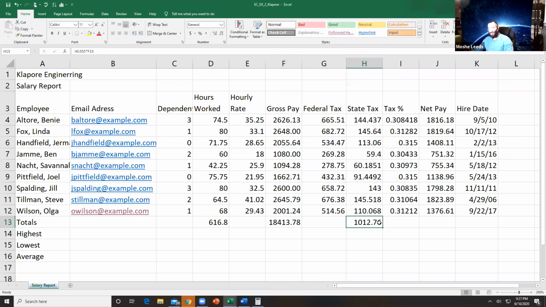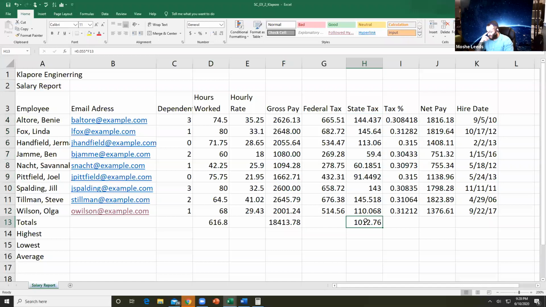And look, my autofill kicked in right there. Sorry, not my autofill, my state tax. My state tax was automatically calculated. Why? Because it auto-filled here, and it was 5.5% based on gross pay, right? But that's not the correct formula that I want. I don't want the state tax based on the gross pay. I want the total amount of state tax that I paid.